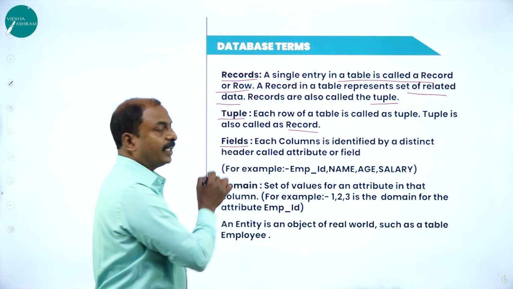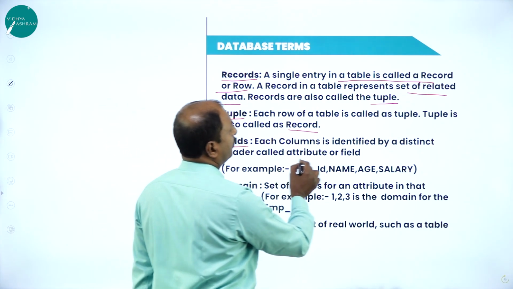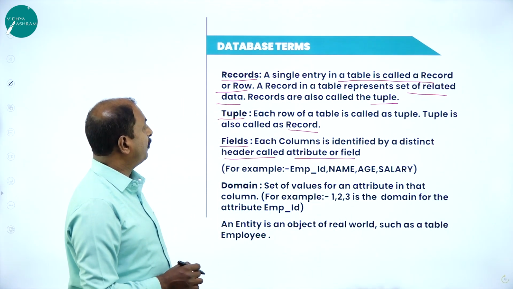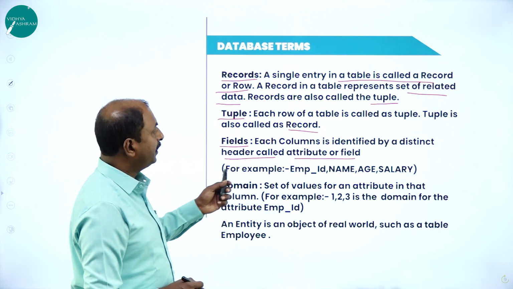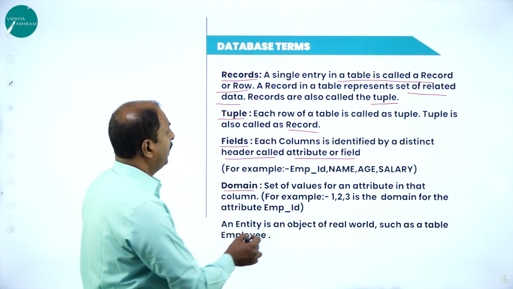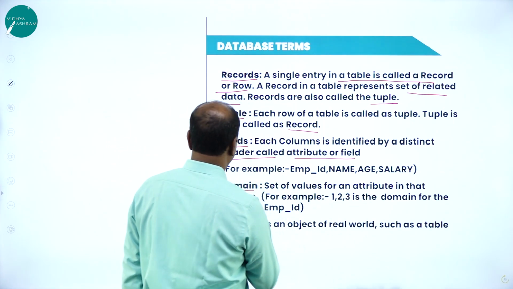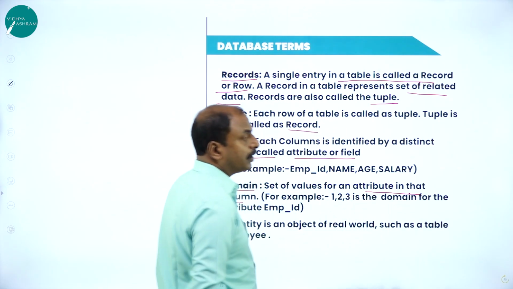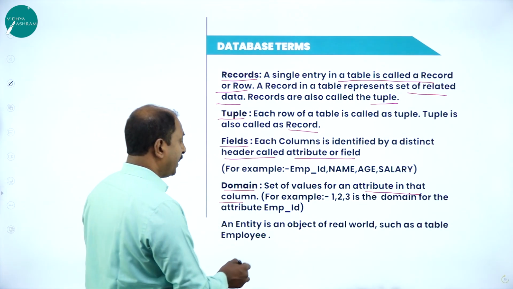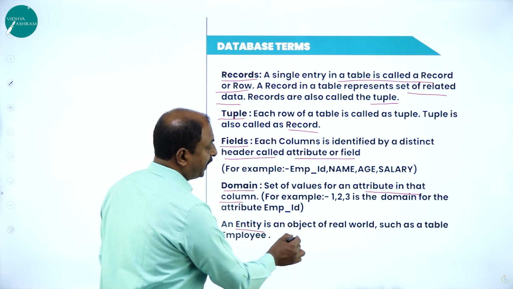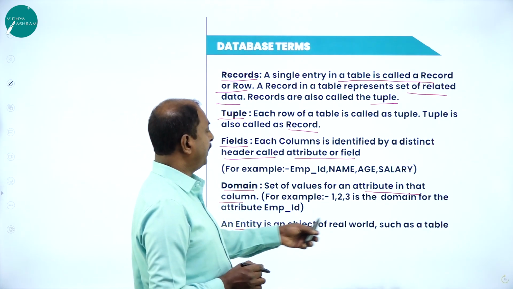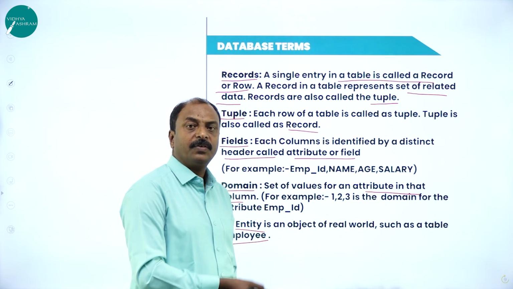What are fields? The next definition is fields. Each column is identified by a distinct header called an attribute or field. Another name for a field is attribute. It represents each column. Next, domain. As we have seen in the previous example, it is a set of values for an attribute in that particular column. So the values or data in one particular column are called one domain. Next, an entity is an object of the real world, such as the table employee. So here the table is an entity. These are the different terms.